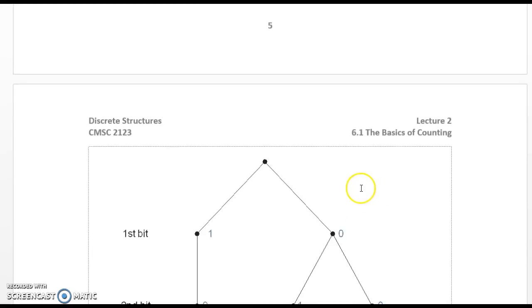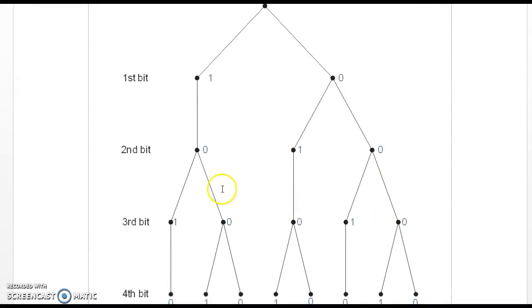So we begin with our first bit, and we can choose it either as a 1 or a 0. If we choose the first bit as a 1, then the second bit must be a 0, so there's only one alternative. If our first bit was a 0, then we can choose the second bit either as a 1 or a 0.